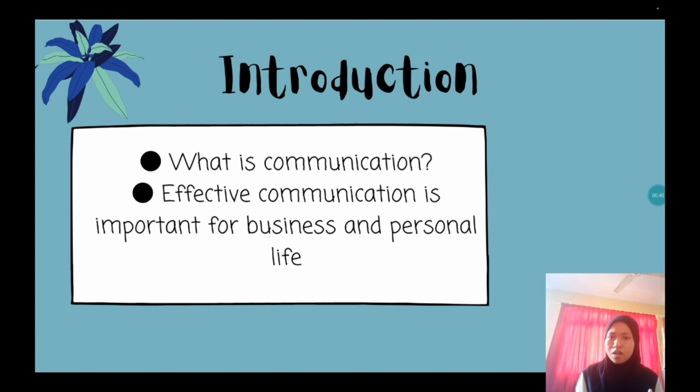Effective communication is very important, especially for business and for personal life, because in business it is very important to gain more profit, or maybe to collaborate with other outstanding and great companies. Meanwhile, in personal life, especially when we want to attend an interview, good communication skills will give us more benefits and a high chance of being accepted by the interviewer or the company.